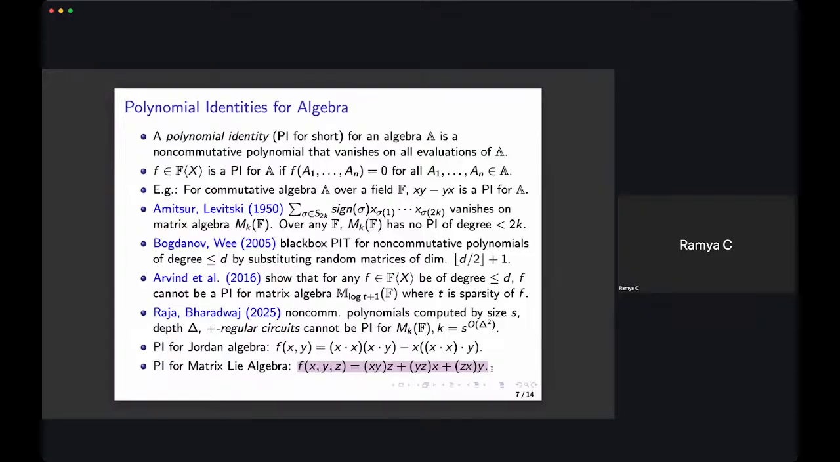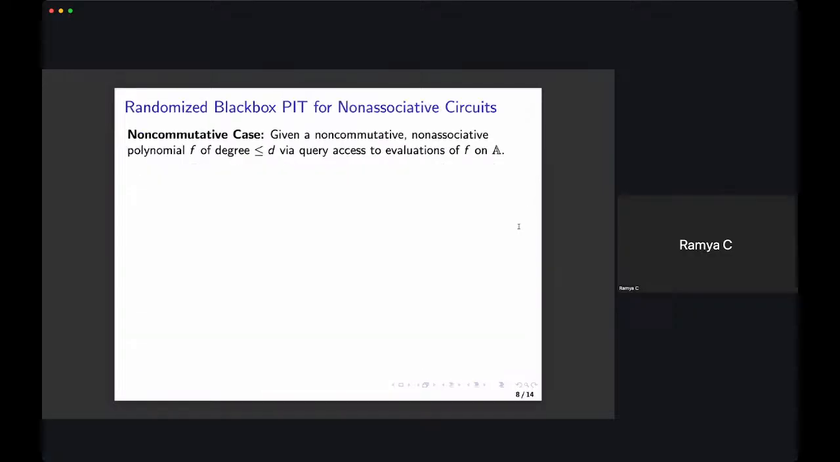Okay, so we sort of digressed a little bit, but it's useful to see that you can use these kinds of statements about polynomial identities for algebras to obtain randomized PIT algorithms. Now we need to turn our attention to non-associative circuits. You can think of the circuit as being non-commutative or commutative. So let's consider the non-commutative case first. So let's say you are given a non-commutative, non-associative polynomial. So the variable order matters and also the bracketing. And this polynomial has degree at most d.